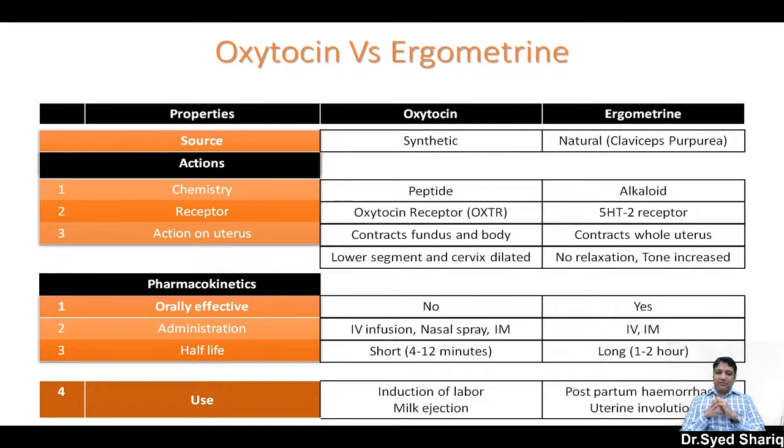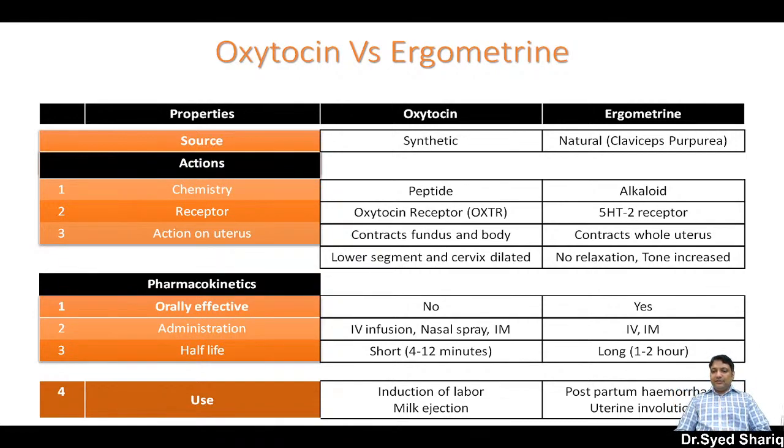Why is it used for induction of labor? One, it causes contraction of the fundus and body, and it causes dilatation of the lower segment and the cervix, thereby creating a very good birth canal for parturition, for childbirth. Because of the contraction of the upper fundus, it will push the fetus downwards. Secondly, it has relaxation between contractions, so the oxygen supply to the fetus is maintained even during the process of parturition. This is why it is used in induction of labor.